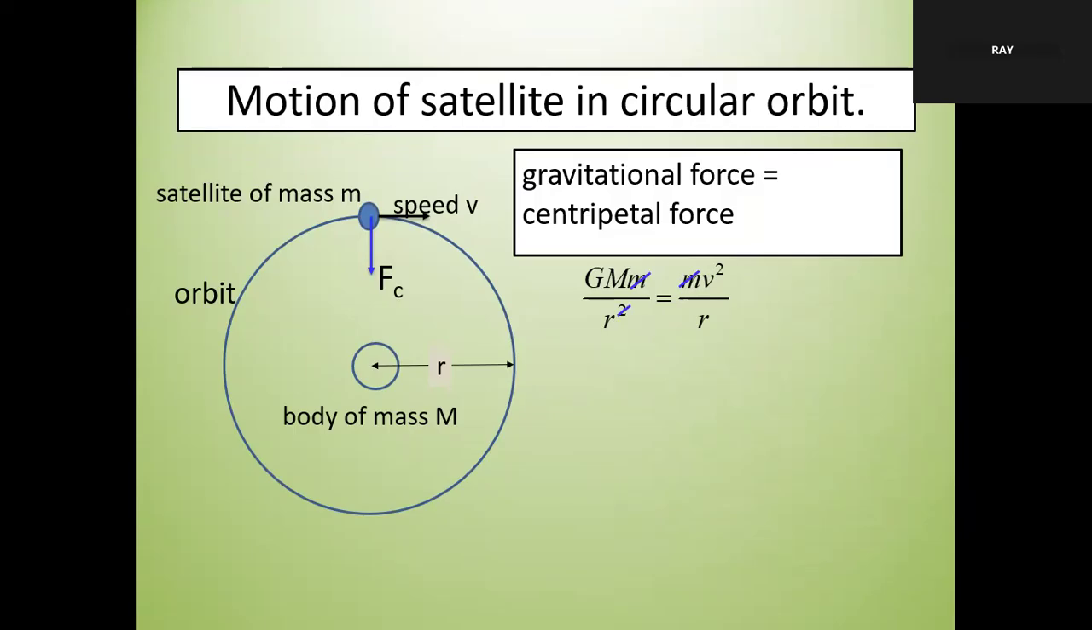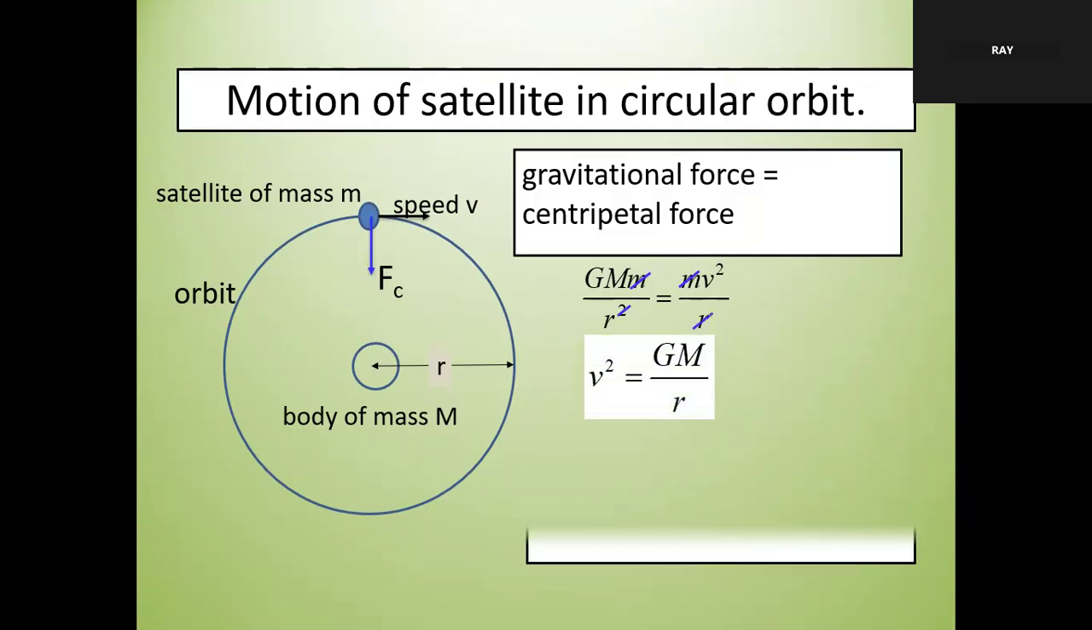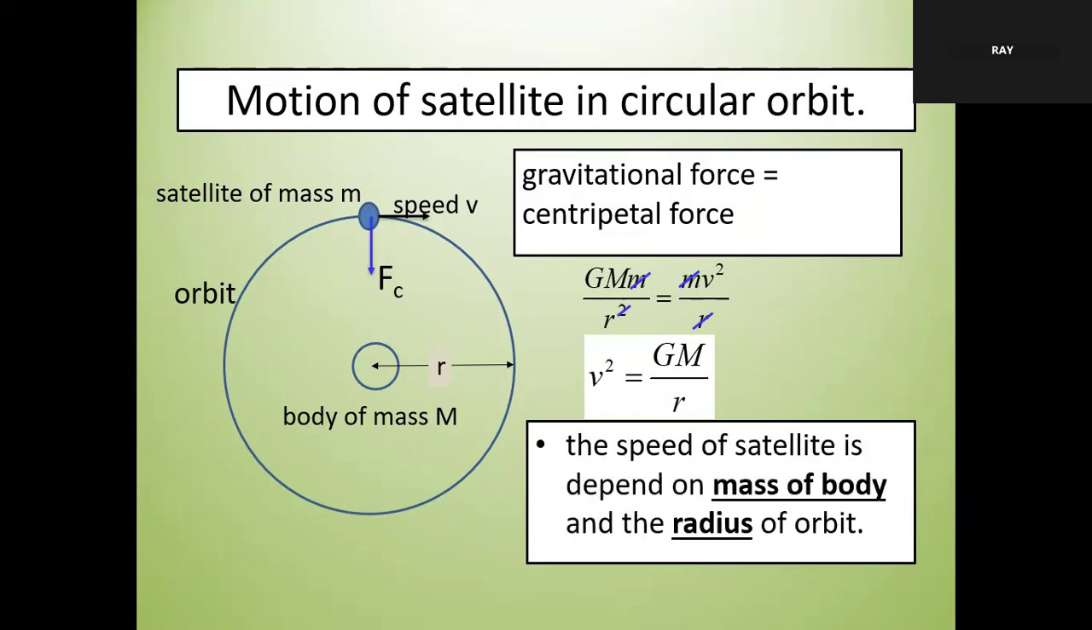Cancel the small m. So v squared over r equals GM over r squared. Very popular derivation that you need to know how to derive. The speed of the satellite depends on the mass of the body. It doesn't depend on the mass of the satellite, but depends on the radius of the orbit.